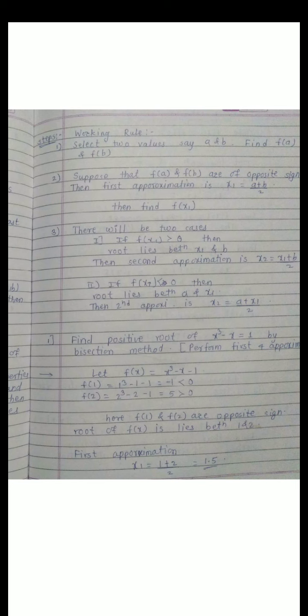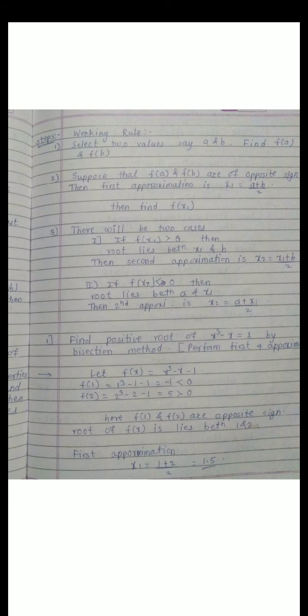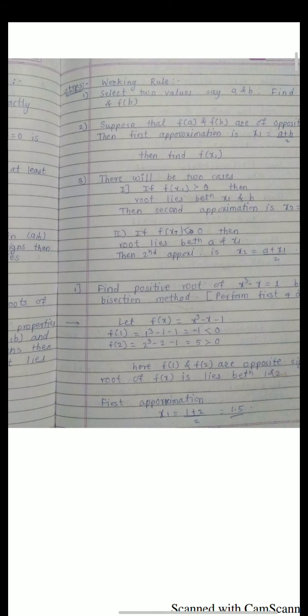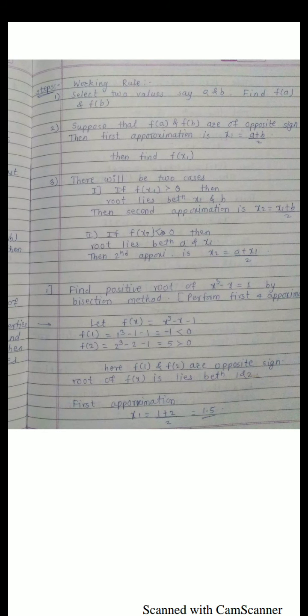Here f of 1 is negative and f of 2 is positive, so by the intermediate value theorem our root must lie between 1 and 2. By the working rule, 1 and 2 are very important values for us because they contain our root. In between, our root is present, therefore f of 1 and f of 2 are of opposite signs. The root of f of x lies between 1 and 2.